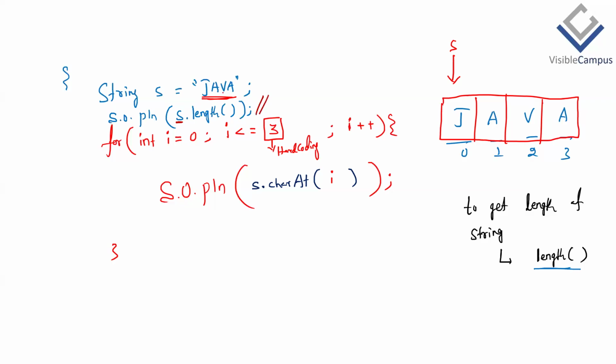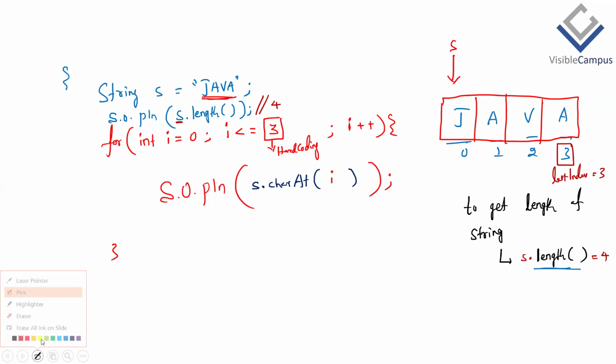How much is the length of this string Java? 4 is the length. But what's the last index? 3. What's the length? 4. Then how to get the last index in a generic format? Length minus 1.